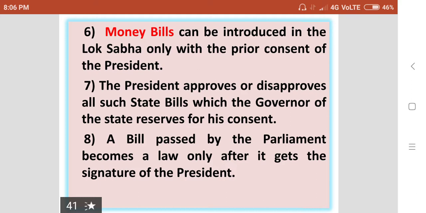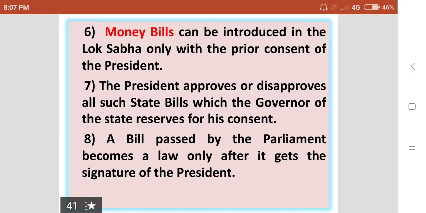Seventh legislative power of the president is he approves or disapproves all such state bills which the governor of the state reserves for his consent. So sometimes the state government can introduce or send the state bills for the approval of the governor. So then the governor can reserve or send those bills to the consent of the president.